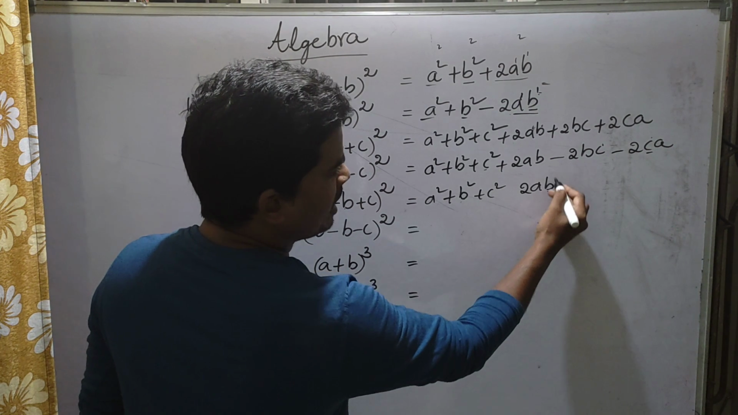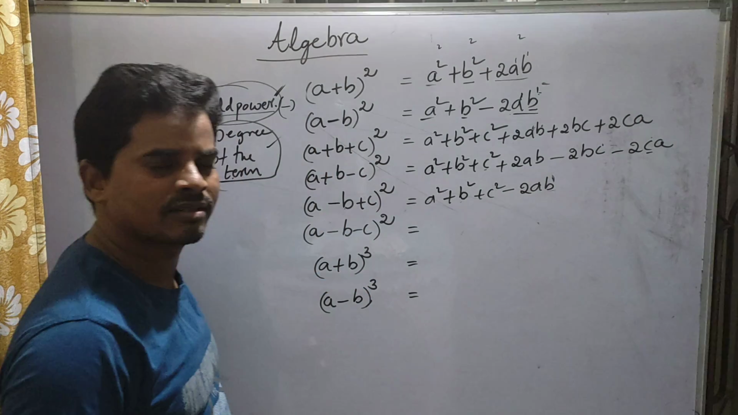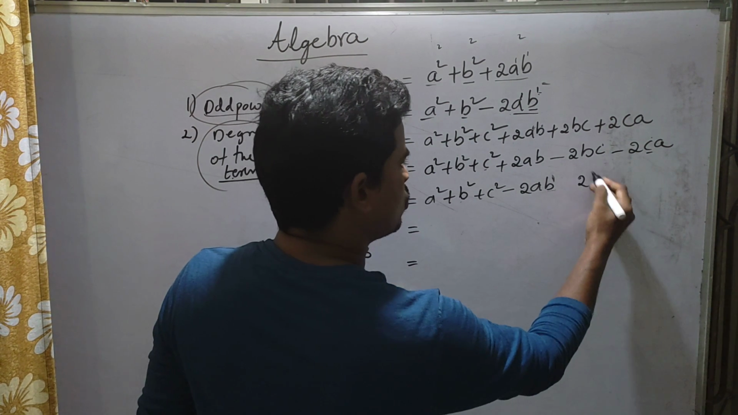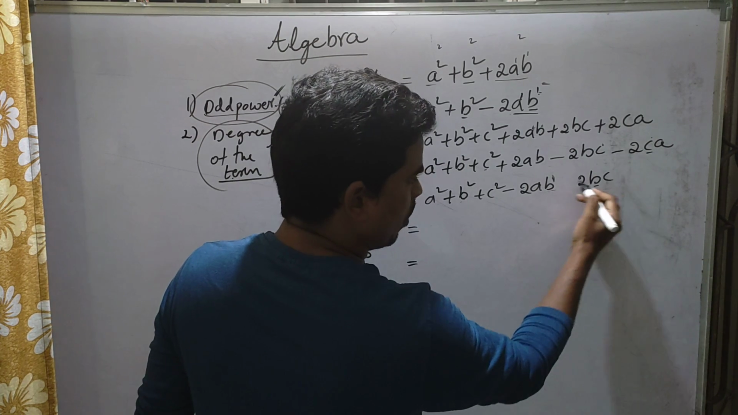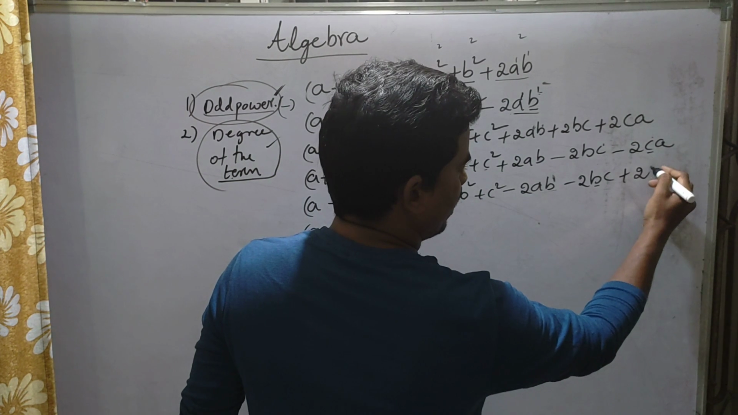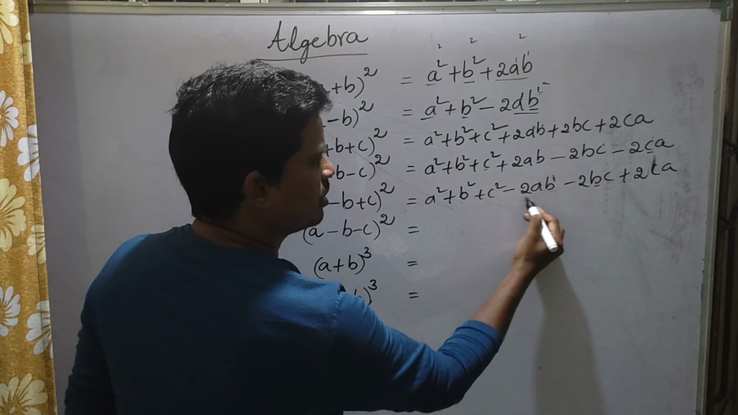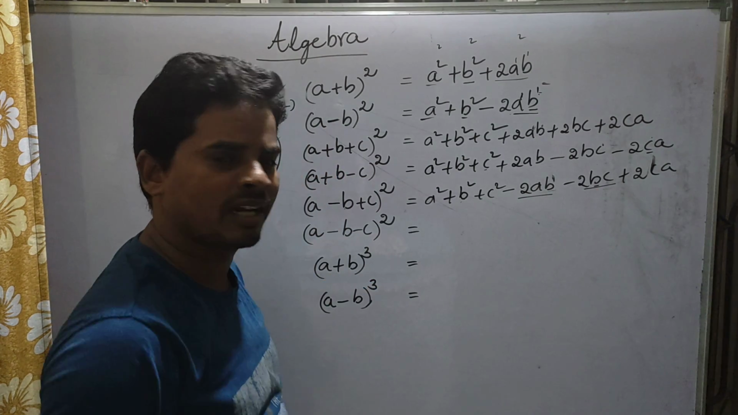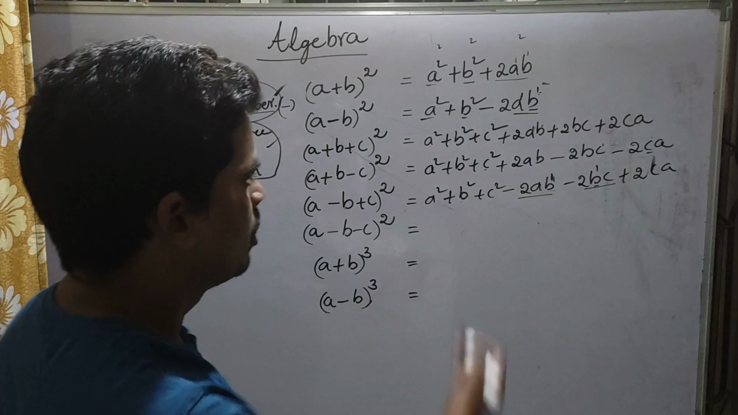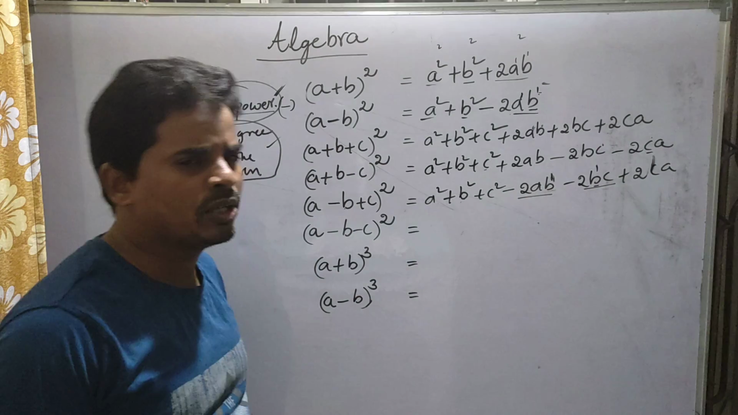Next, 2ab. b has the odd power, b power 1 is an odd number, so here we will get minus. Next term is 2bc. We got b with power 1, so minus we will get. Next, 2ca. There is no b in the variables, so 2ca is plus only. See, where b has power 1, odd power, in these two terms we got minus. So I think you understood. Again, each term has degree 2 only.